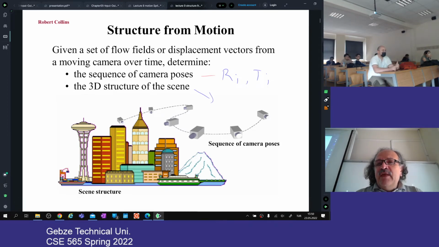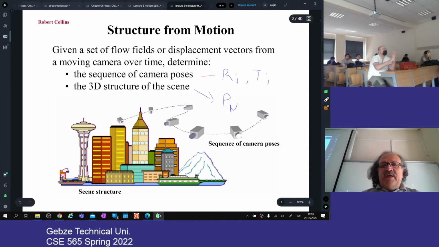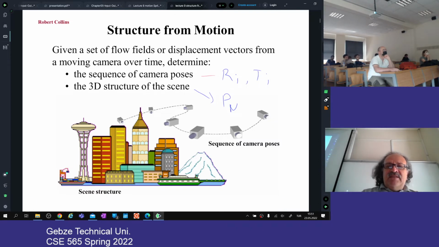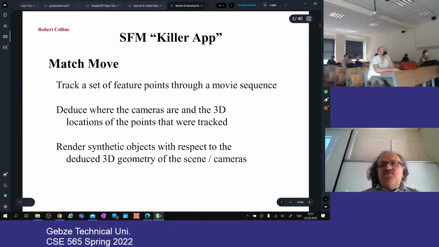If we have n points that we are going to track or find, we are going to find the three-dimensional positions of these n points. So I have this camera moving around my scene, and I am going to find both the camera positions plus the structure of the scene. That's what we are going to do. So this is called structure from motion, and it is something very useful. These are the steps of it.